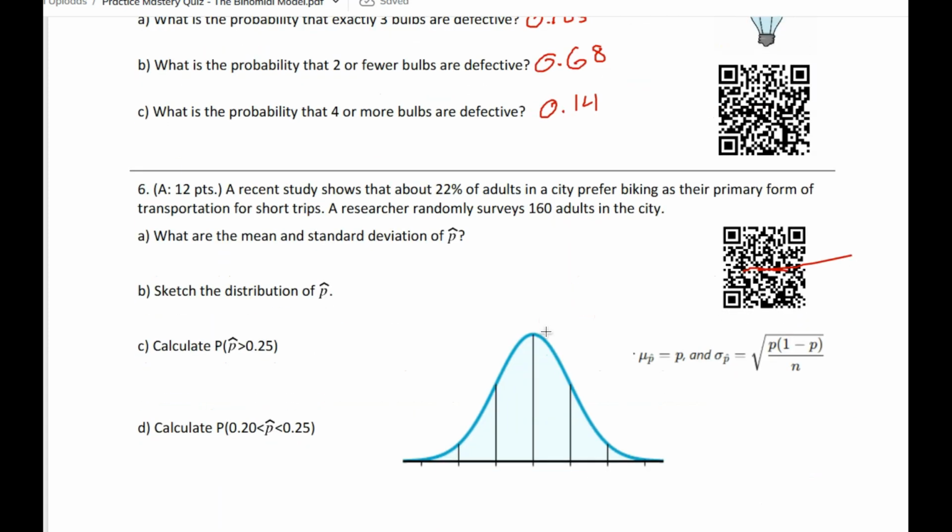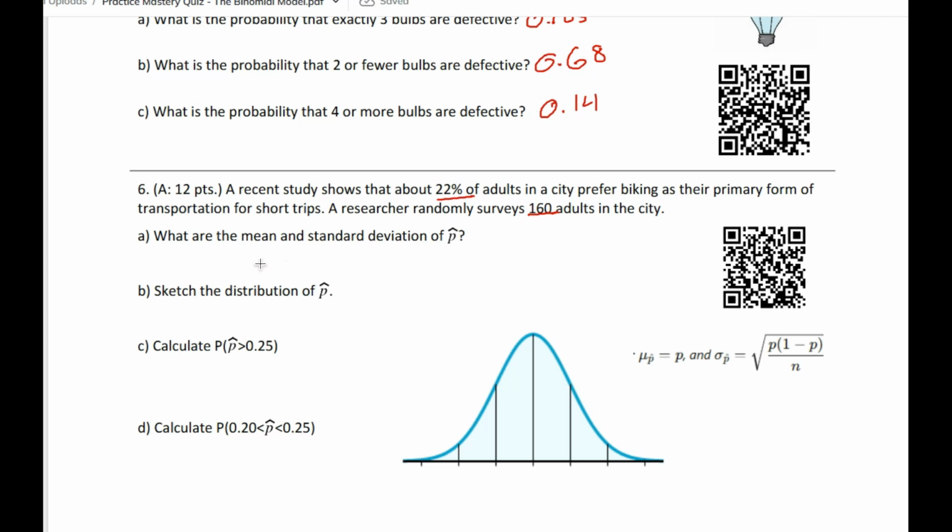Okay, let's move on to the very last question here. So in the very last question, this has to do with the sample proportion. A recent study shows that 22% of adults in a city prefer biking as their primary form of transportation for short trips. A researcher randomly selects 160 adults in the city. So our sample size is 160, that's N. And the true proportion is 0.22.